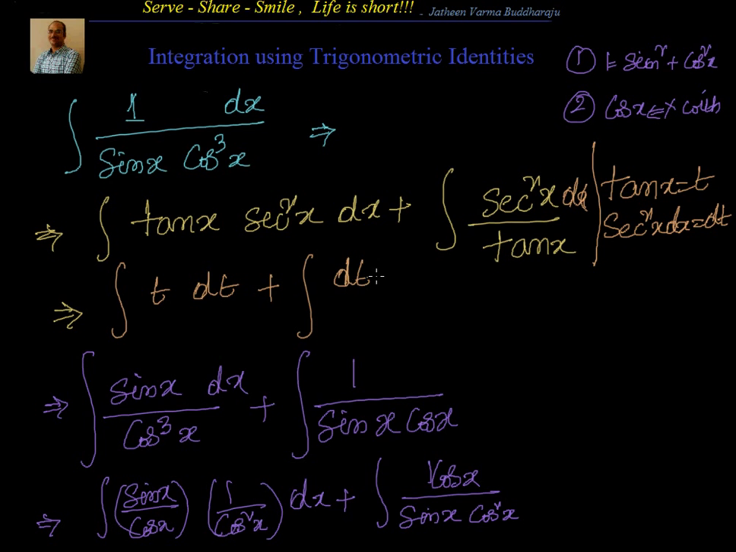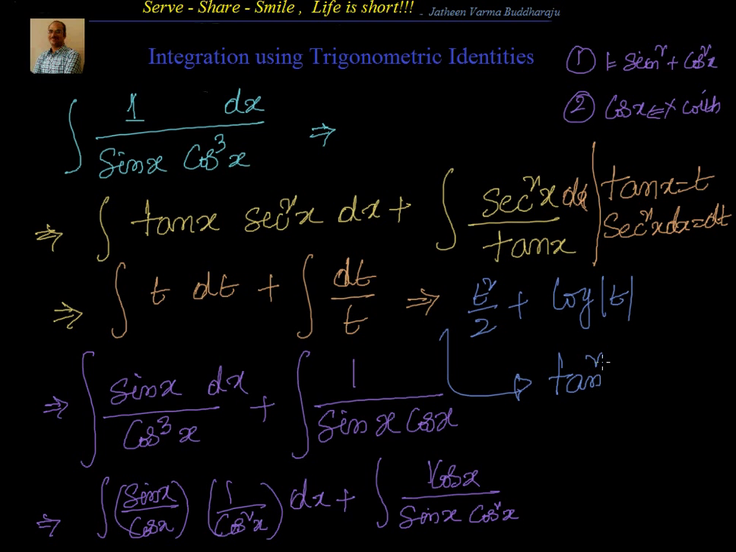So this becomes dt by t, which is equal to, now we know integral of t is t square by 2 plus log t, which is nothing but equal to tan square x by 2 plus log of tan x plus c. So the answer will be tan square x by 2 or half tan square x plus log of tan x plus c.